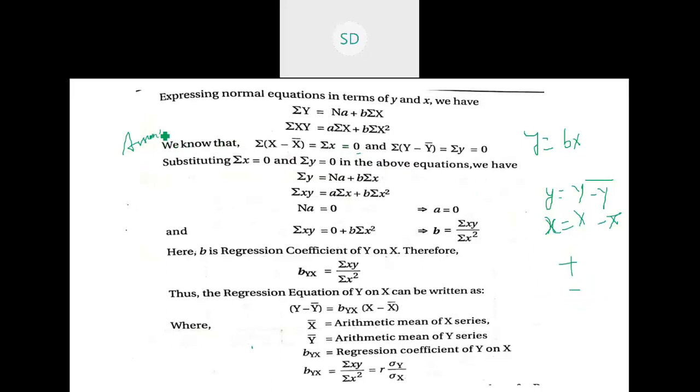Okay, assume summation x. Now summation small x is nothing but deviation. So deviation is equal to 0. Here deviation of y is also equal to 0. Now we will be taking this first equation and substituting sigma x and sigma y to be 0.